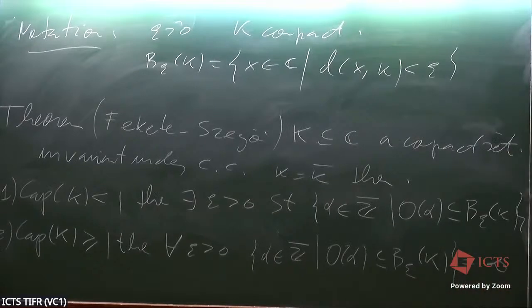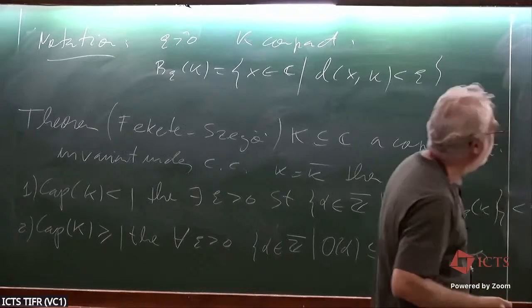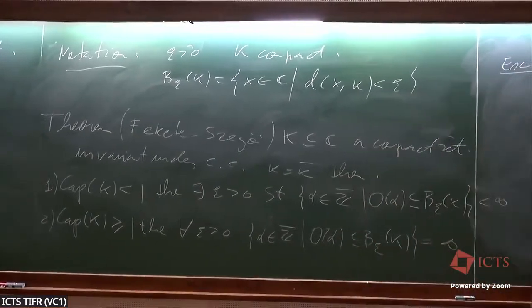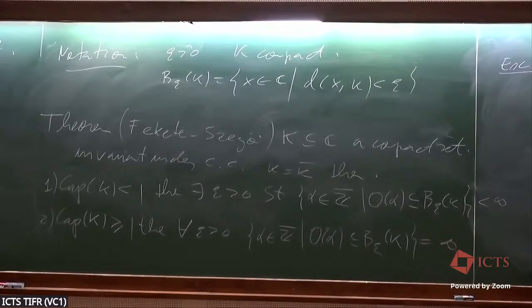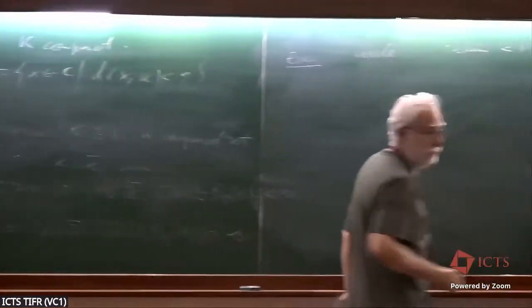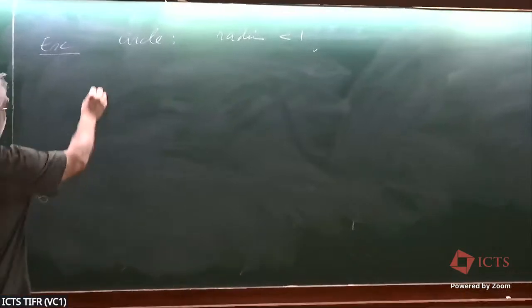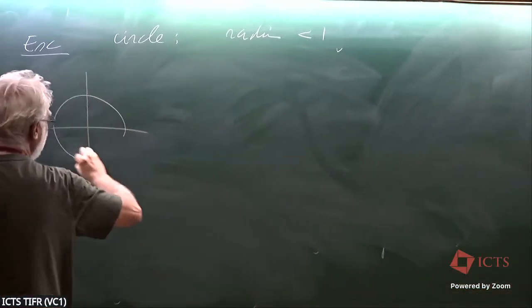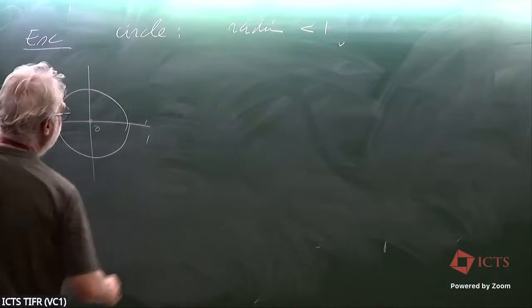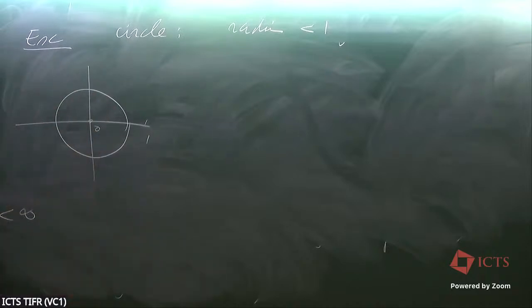if I look at a circle. If I look at the circle of radius strictly smaller than 1, for instance, this is 0, this is the point 1. I look at a circle smaller than 1. If I look at integers whose orbit is completely contained in the set, there is only one, which is 0. So the set of elements is bounded.